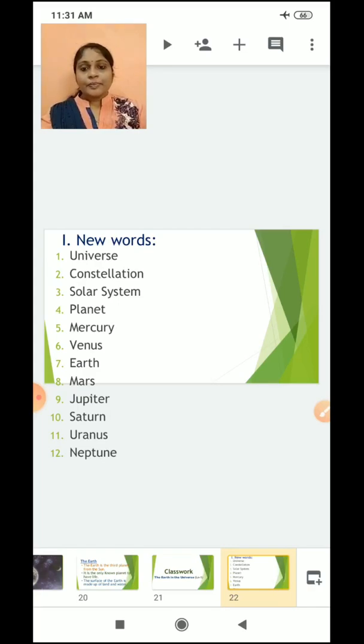Saturn. And the 11th one is Uranus. Uranus. And the 12th one is Neptune. Neptune. So you have written the new words, children. Okay, practice it and don't make any spelling mistakes. Fine.